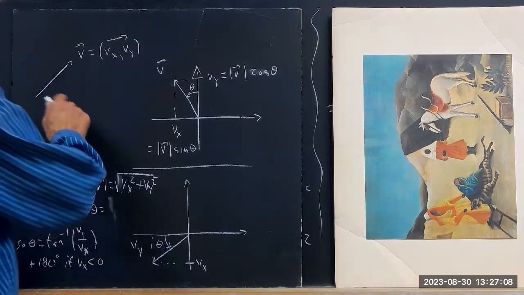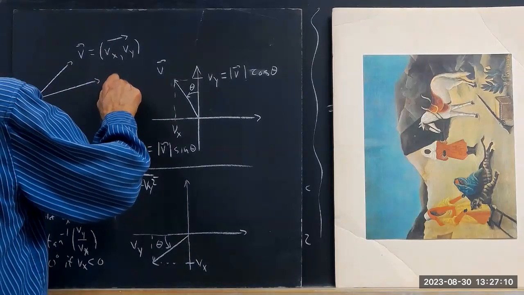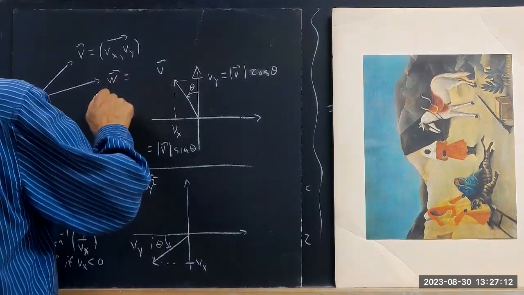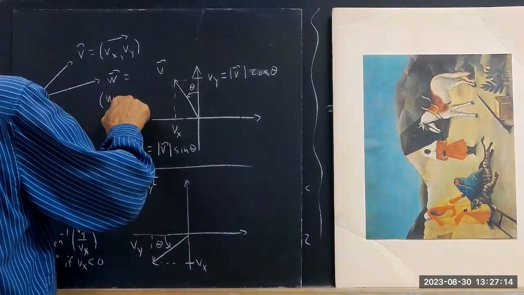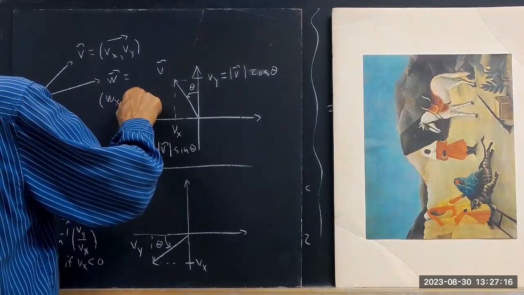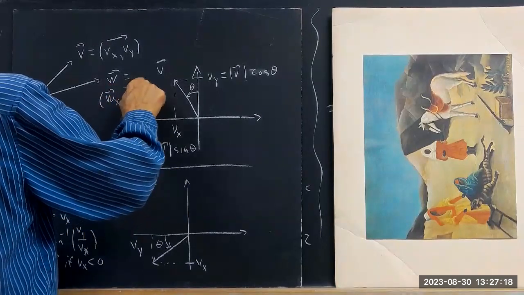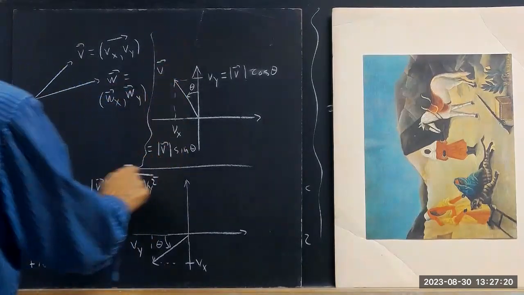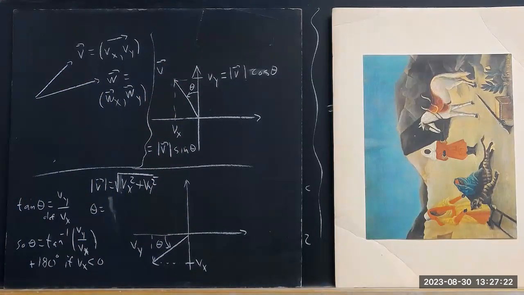Okay, so here's a vector V and here's a vector W, which, unsurprisingly, will indicate as Wx, W1. Okay.